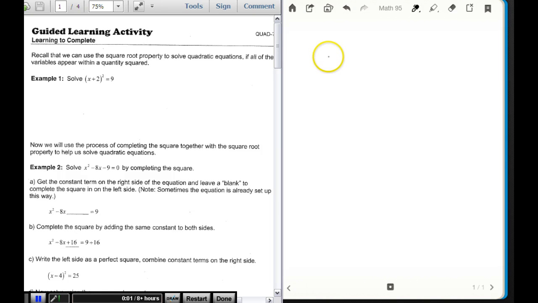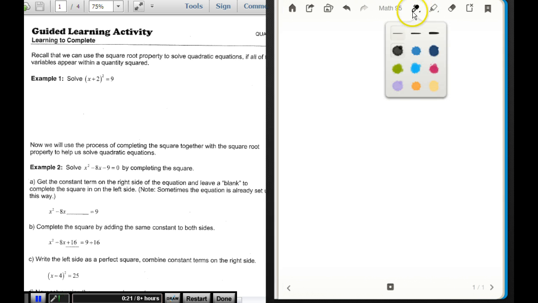Hi Math 95. In this video we're going to talk about this guided learning activity where we learn to complete the square. I handed this out in class, and as promised I'm going to walk through this activity with you to cover this idea of completing the square. This is going to be another way for us to solve quadratic equations. So let's work over here on our little board for a second.